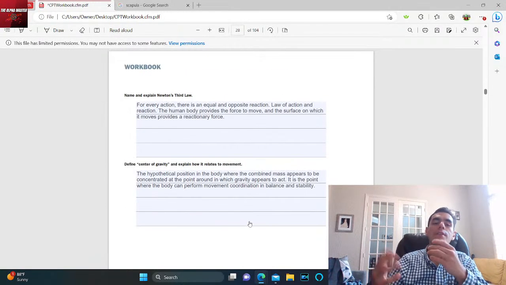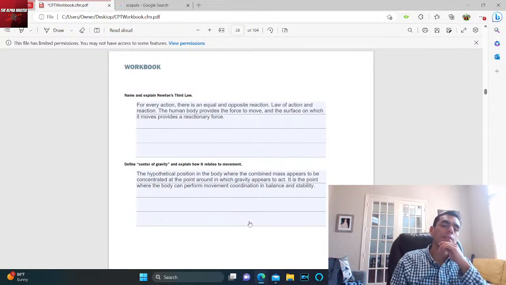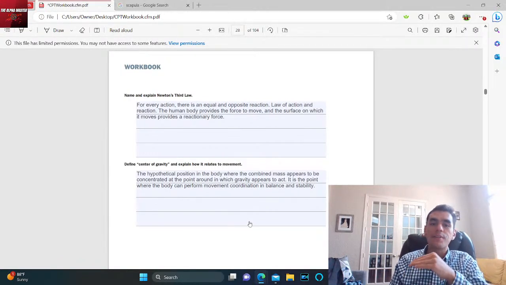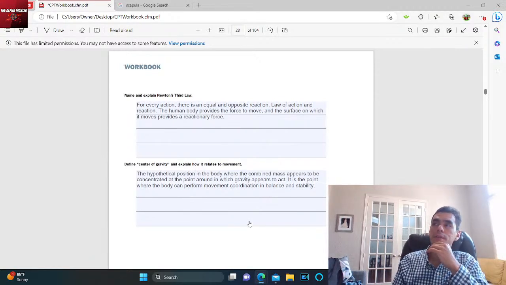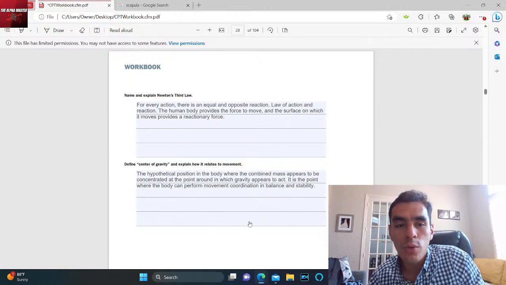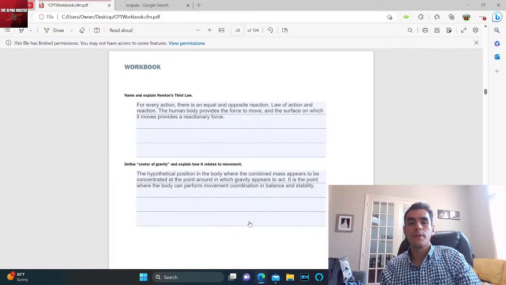Now, Newton's third law. For every action, there is an equal and opposite reaction. The law of action and reaction. The human body provides the force to move, and the surface on which it moves provides a reactionary force, even if you don't feel it. That's Newton's third law, the law of action and reaction. For every action, there is an equal and opposite reaction. The human body provides the force to move, and the surface on which it moves provides a reactionary force.